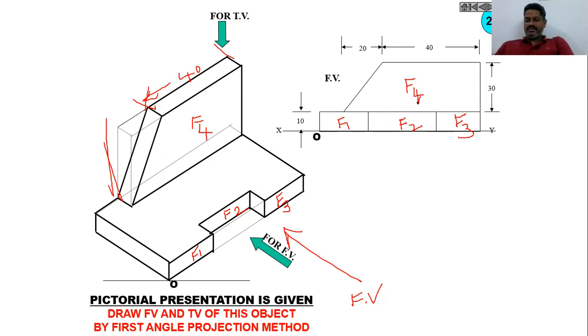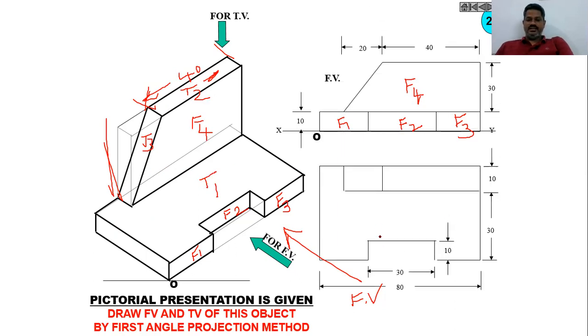Now let us draw the top view. When we see this component from top, we can see this surface, I am assuming as T1. Then we can see this surface T2. Then this surface you can see. Totally we can observe T1, T2 and T3 only. Now let us see. This is our T1. Then this is our T3. Similarly, this is our T2.